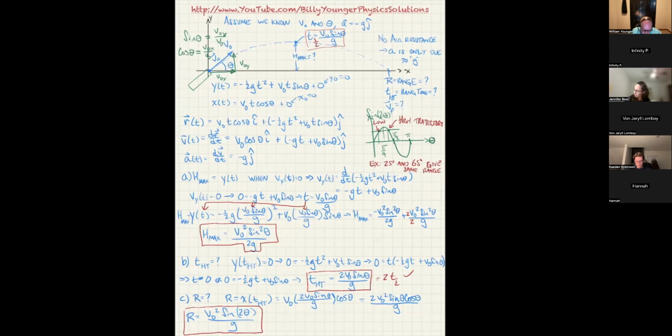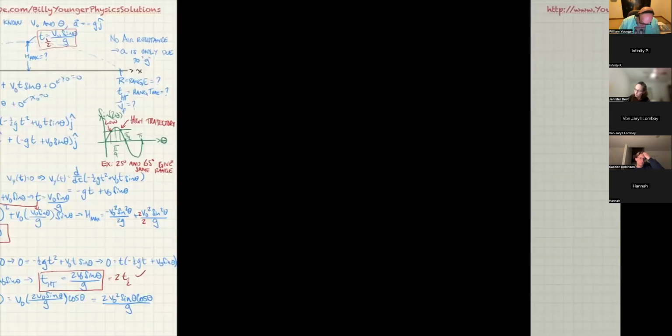They both give the same range. Does that make sense to everyone? So I've basically solved for everything but the final velocity now. Okay, I'm going to flip to the next page and say that was part C. So I'm going to say part D now. So I want V final vector equals question mark.